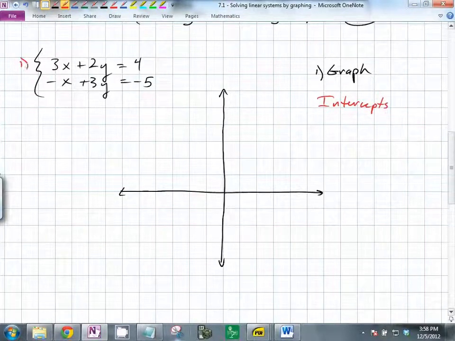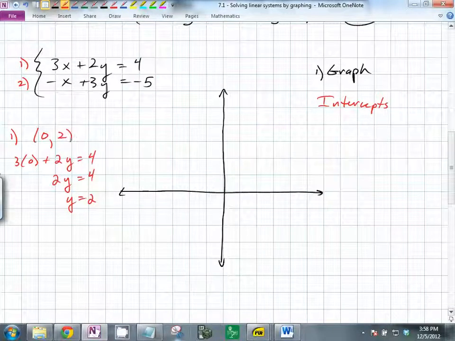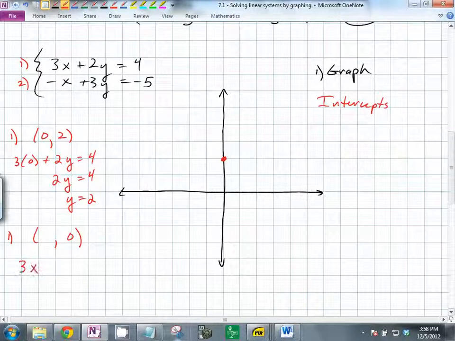So let's call this one the first equation and this the second. Let's look at the intercepts for the first one. When x is 0, you have 3 times 0 plus 2 times y equals 4. So 2y equals 4, and y is equal to 2. That means 0, 2 is one of the intercepts of the first equation. Still working on the first one, let's plug in 0 for y. That's 3 times x plus 2 times 0 equals 4. So 3x is equal to 4, so x is equal to 4/3.